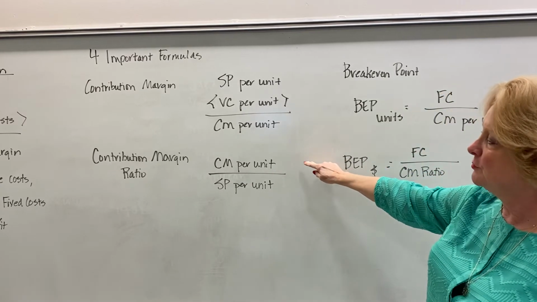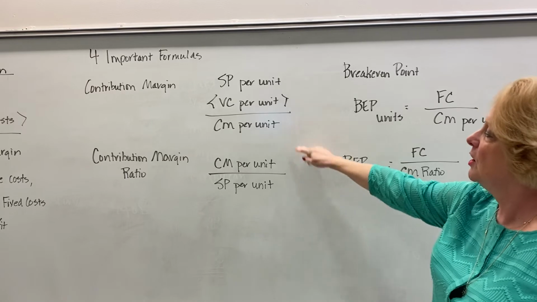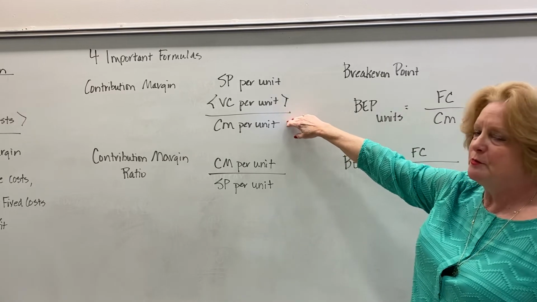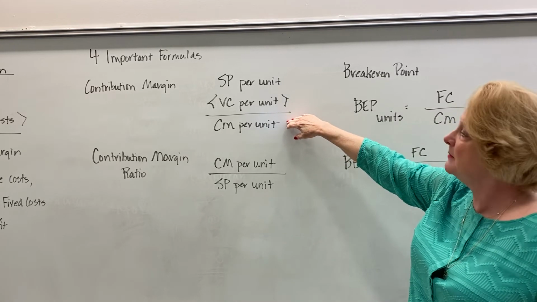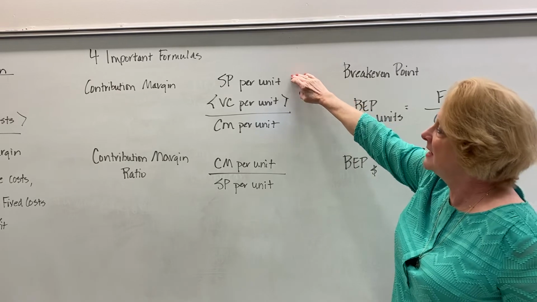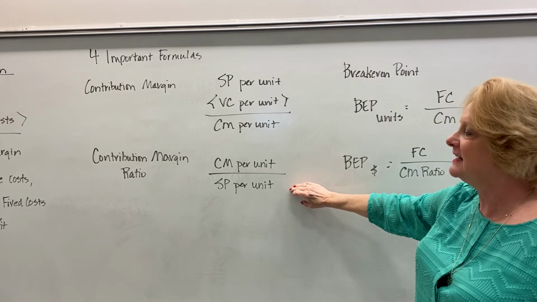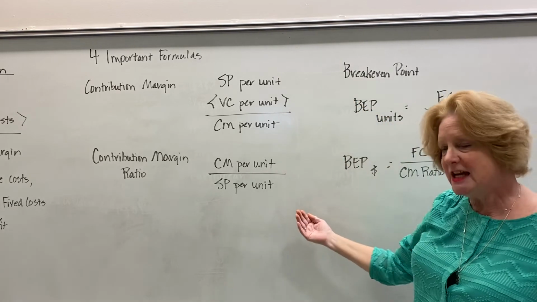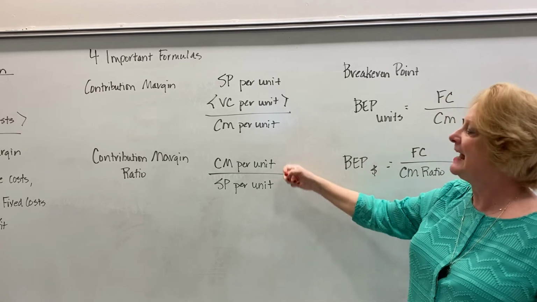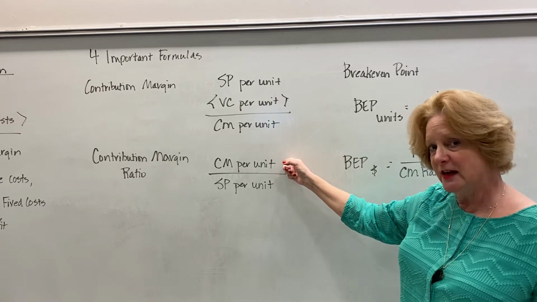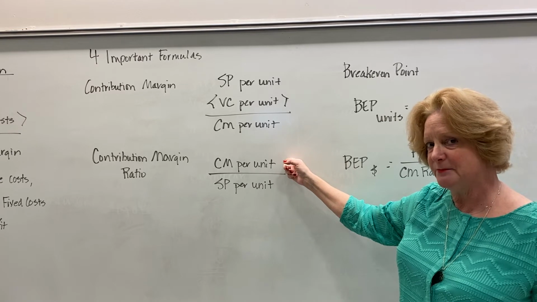Next is our contribution margin ratio. We take the contribution margin per unit that we got in the previous step, divided by my selling price per unit, and that tells me what percent of every sales dollar is available to cover fixed cost and then generate a profit.